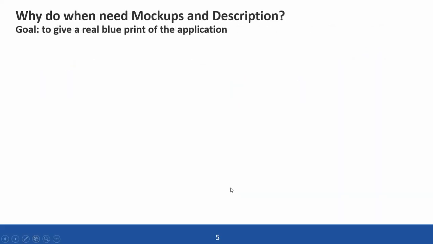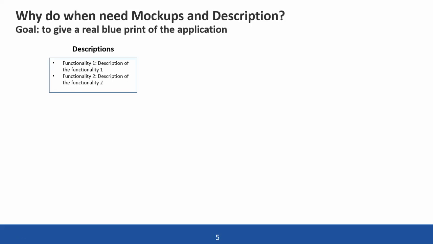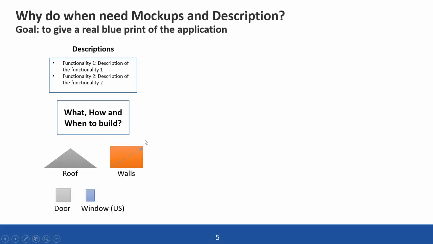So why do we need mockups and descriptions for the requirements? First, the descriptions. You have to think of it as what, how, and when to build it. If you imagine a really easy example, like you want to build a house, you have to describe every element of this house.